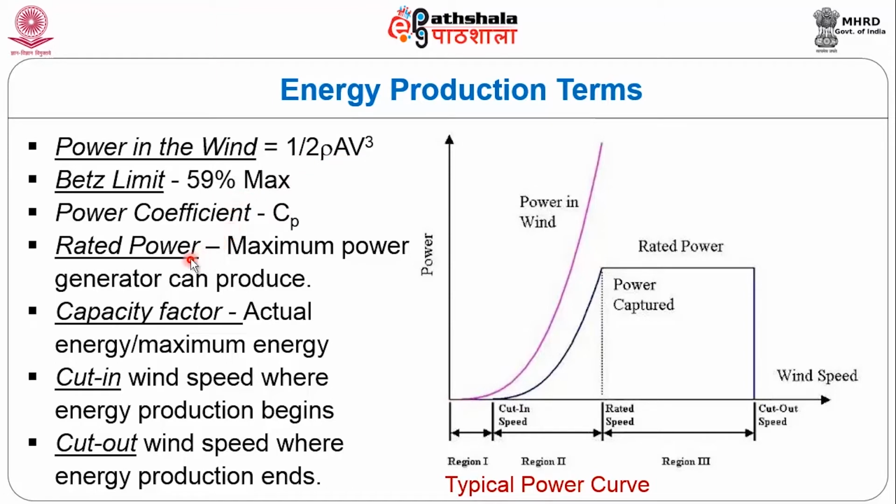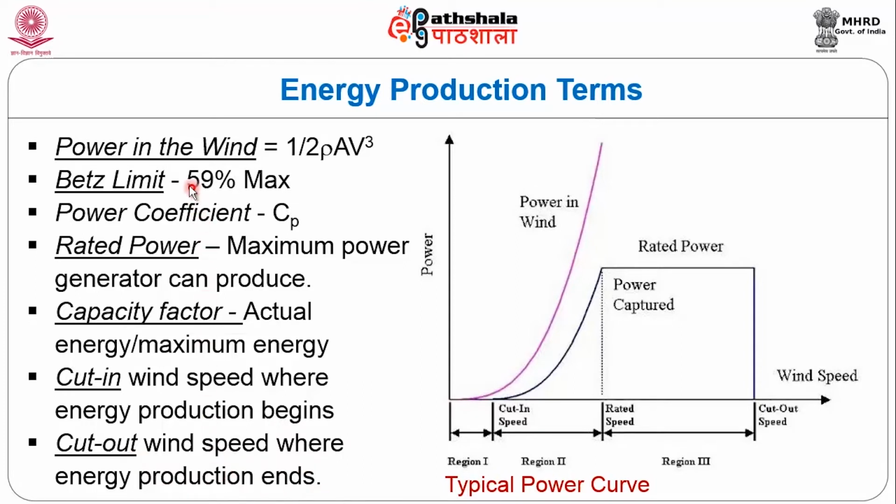59%, and power coefficient, that is C suffix P, and rated power, that is the maximum power a generator can produce, capacity factor, actual energy divided by maximum energy available. Cut-in speed, the wind speed where energy production begins. Cut-out wind speed, where energy production ends.